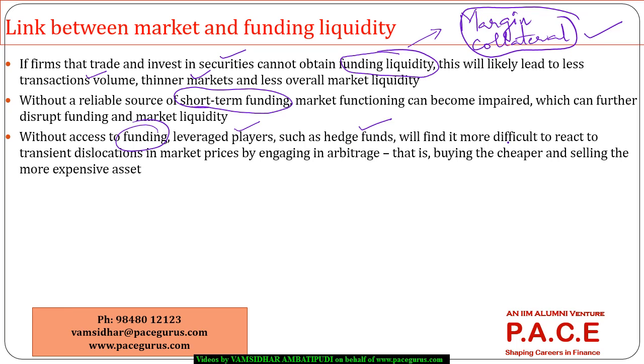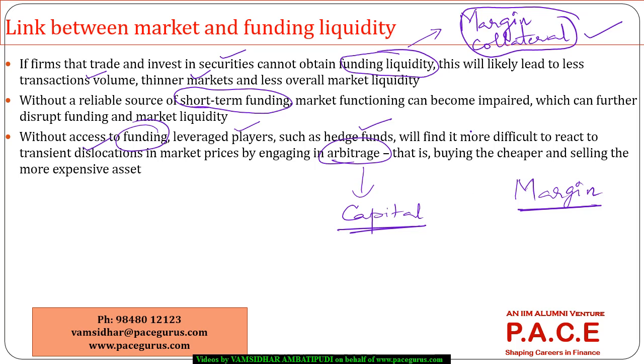So they cannot typically react to the various dislocations that are there in the market price. They cannot take advantage of the market price. They cannot get into an arbitrage because arbitrage requires huge capital. They are going long on one and short on the other. So wherever they are going short, there may be a lot of margin requirements for those asset classes which they are borrowing. So there is a very heavy necessity for the leverage players to have good access to funding.